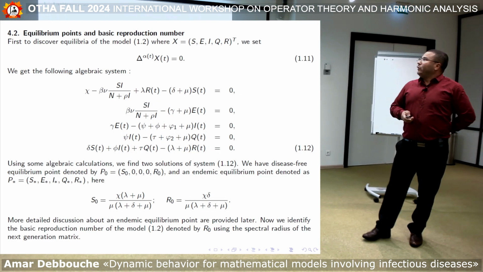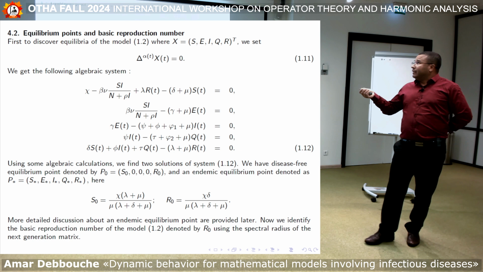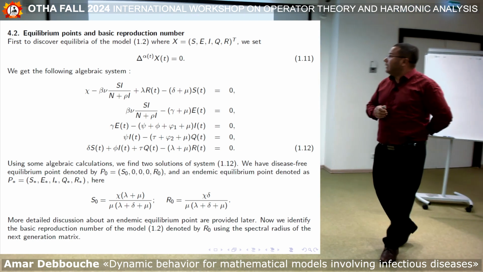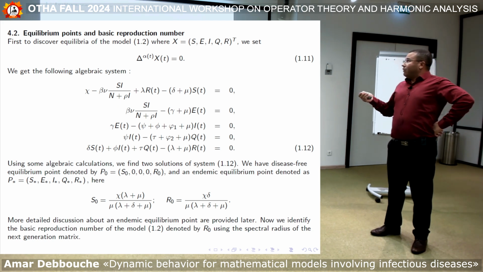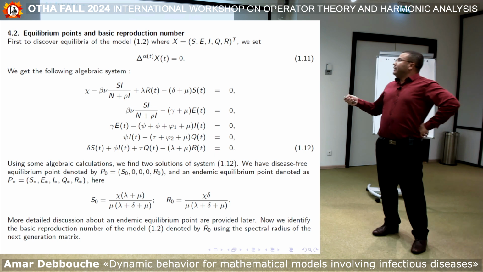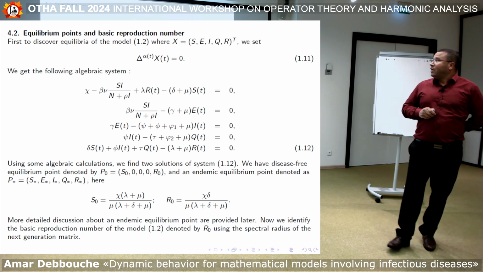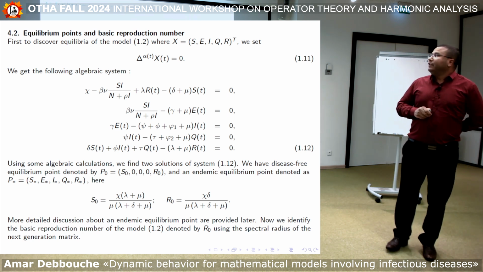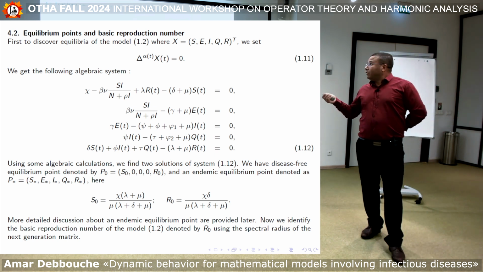Now we study equilibrium points and basic reproduction number. The basic reproduction number decides the stability result. So we discover the equilibria of our model. Let capital X have this form in terms of our unknown functions, and we set this equation, which is the reduced form for our considered model. After that, we transfer our previous model to the following algebraic system, as you see.